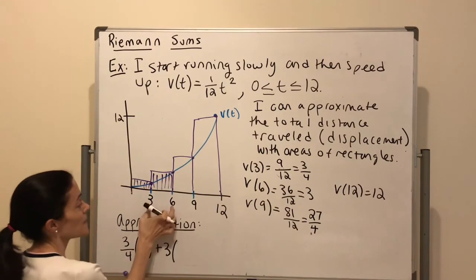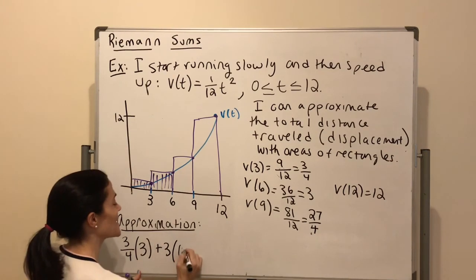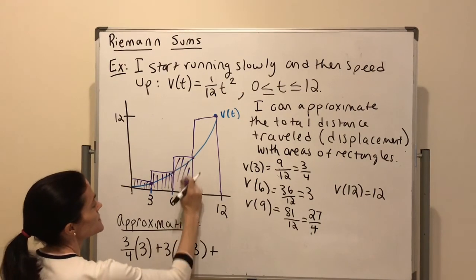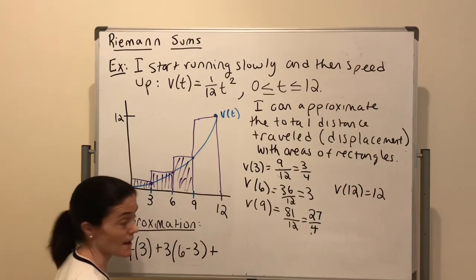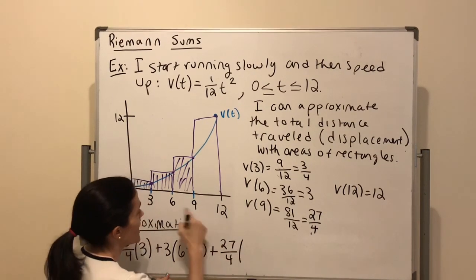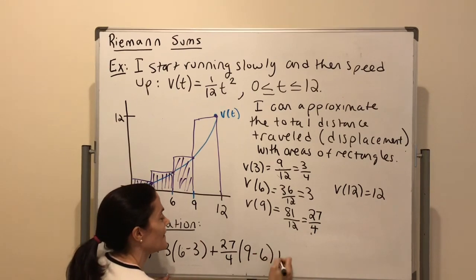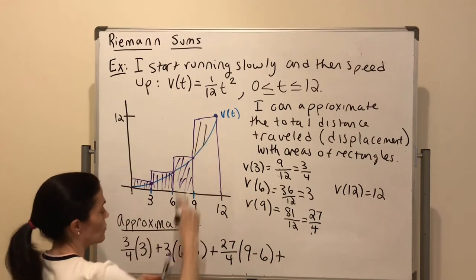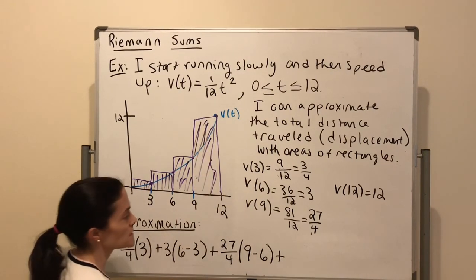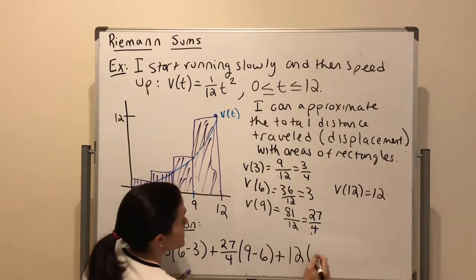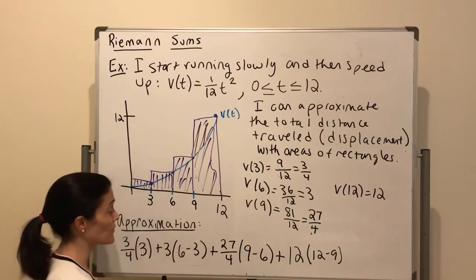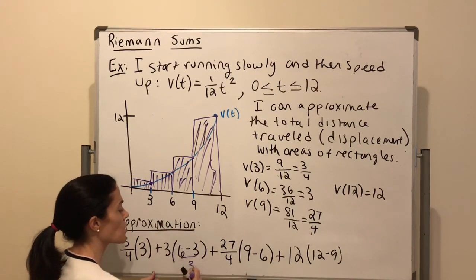3 times this here, which is 6 minus 3. Okay, plus the area of this rectangle, which again is length times width. V of 9 is 27 over 4, and then we have 9 minus 6. And finally, the area of this rectangle, which is 12 times 12 minus 9. And all of these, the width of the interval is constant here. These numbers are all 3.